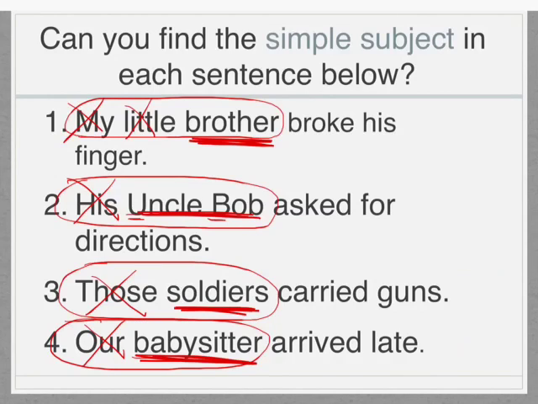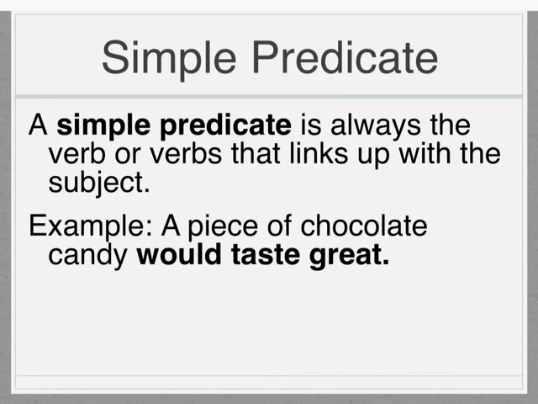Okay, so now we're going to learn how to narrow it down to the simple predicate. This one's a lot easier than the simple subject. So a simple predicate is always the verb or verbs that links up with the subject. So now the predicate, you're not doing anything different than you were in our linking and helping verb unit. You're just finding the verb or verbs. That's it.